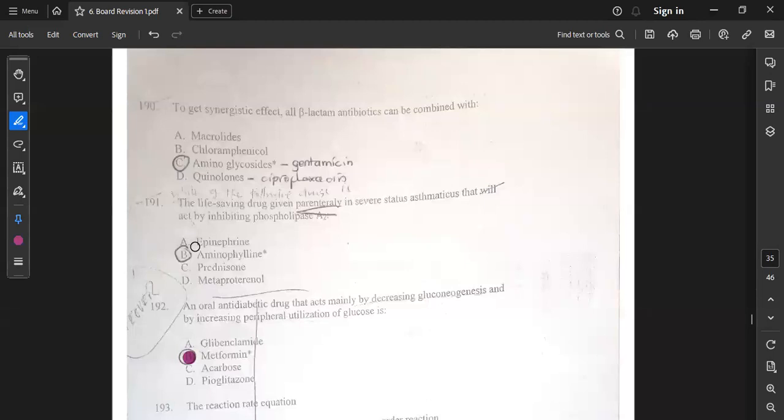The mode of action, I'm saying, is inhibiting phospholipase A2. It's not a matter of inhibiting phospholipase 2. When we look at adrenergic receptors, alpha 2 is a bronchodilator and a vasodilator. So in that mechanism, it will open the bronchiole muscles. Look at the adrenergic receptors.